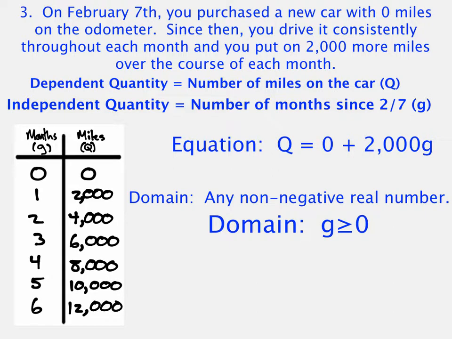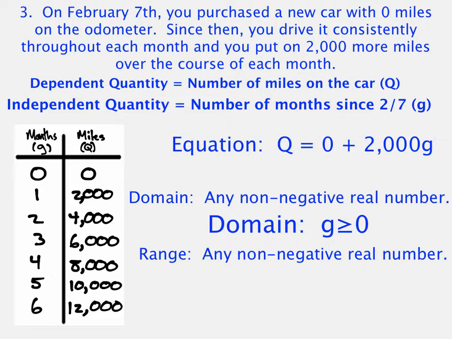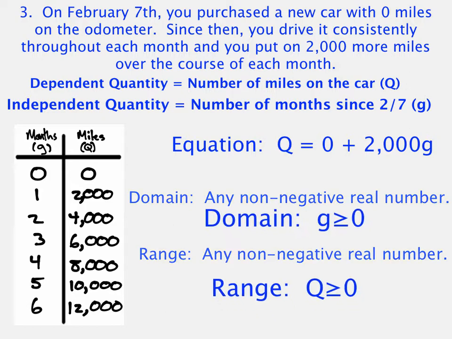Our range in this case is not just going to be 0, 2,000, 4,000, 6,000. It's going to be any number of miles as long as it's not negative. So once again, we're going to use an inequality to show this, and we'll write Q is greater than or equal to 0, meaning you can have any non-negative mile amount.